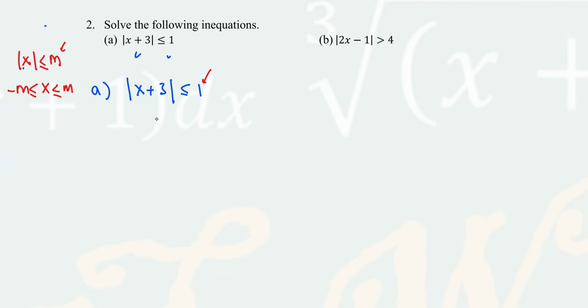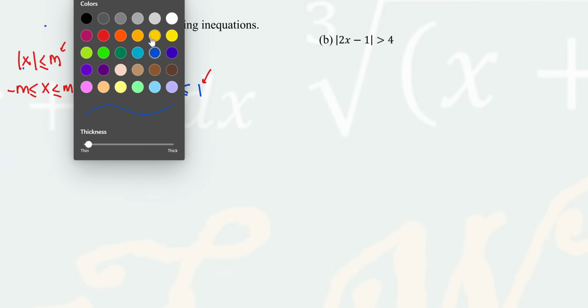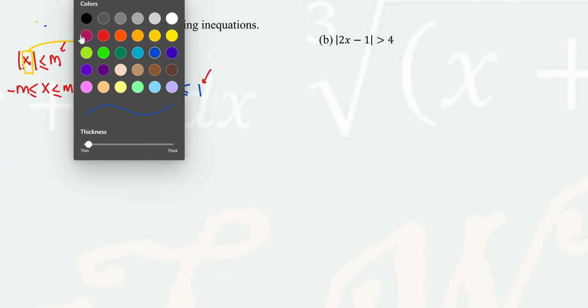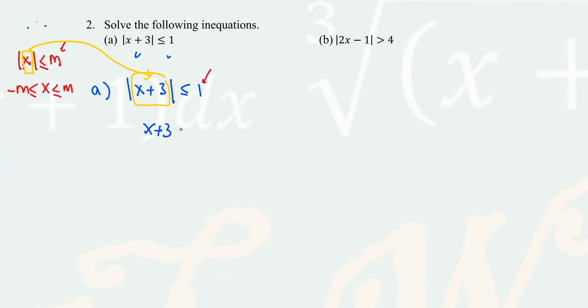So now I will make an assumption. The x in the formula has been changed to x plus 3, so you just change accordingly. Which means I will get x plus 3 in the middle, and then minus 1 and 1 at the ends. Now when you solve, you need to find the unknown x, which means I need to eliminate this plus 3. It can be done by subtracting 3 from the whole inequality.